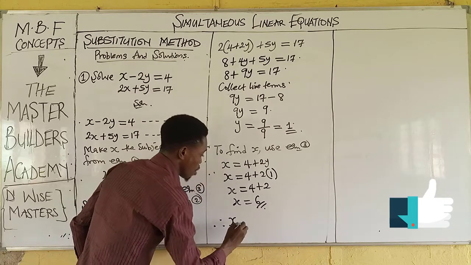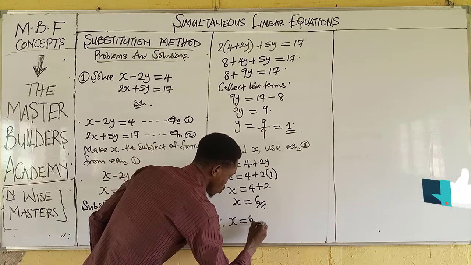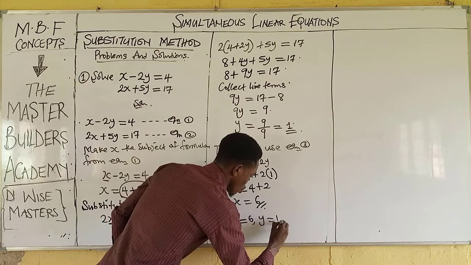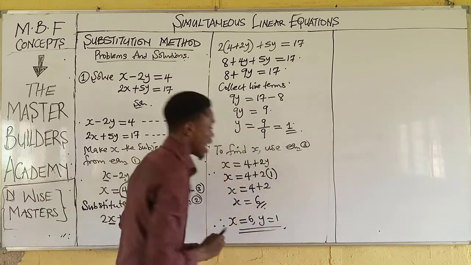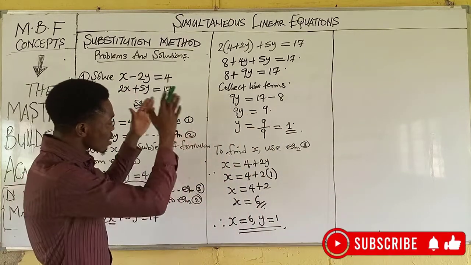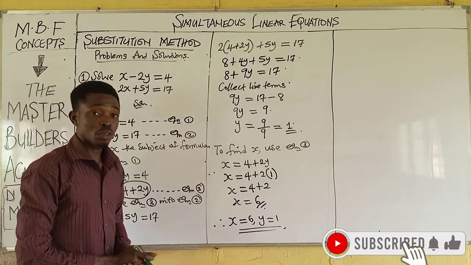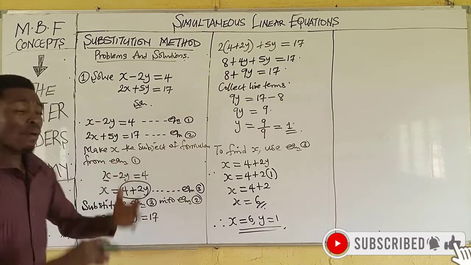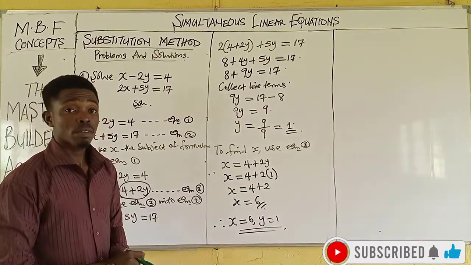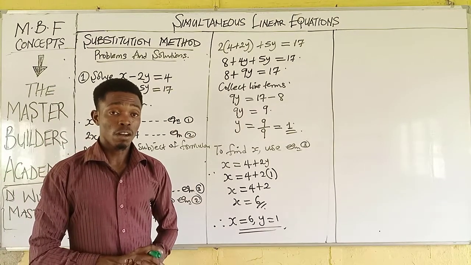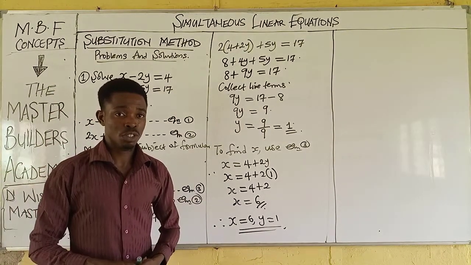Therefore, the solution to this pair of equations is x is equal to 6 and y is equal to 1. This is the answer to this simultaneous equation. So you see how simple it is. Now we are quickly going to solve example 2 and example 3 all in one. See you guys in that question.